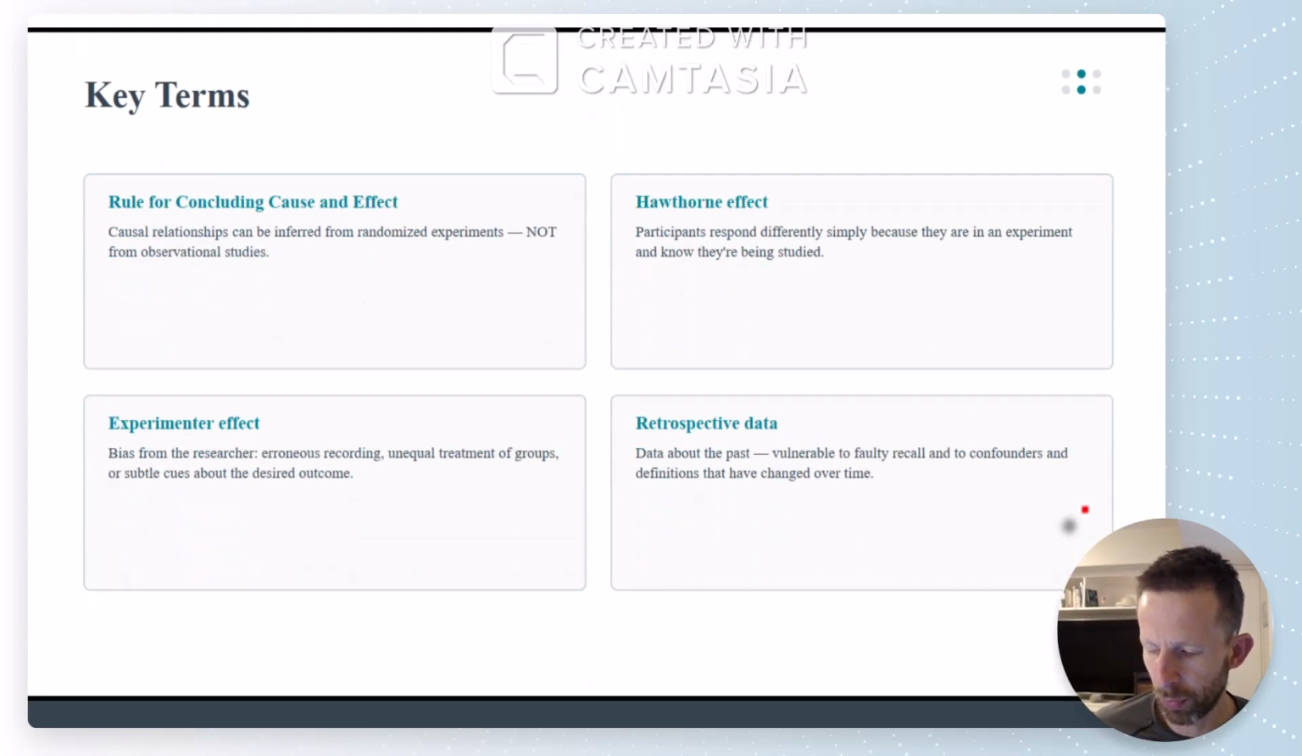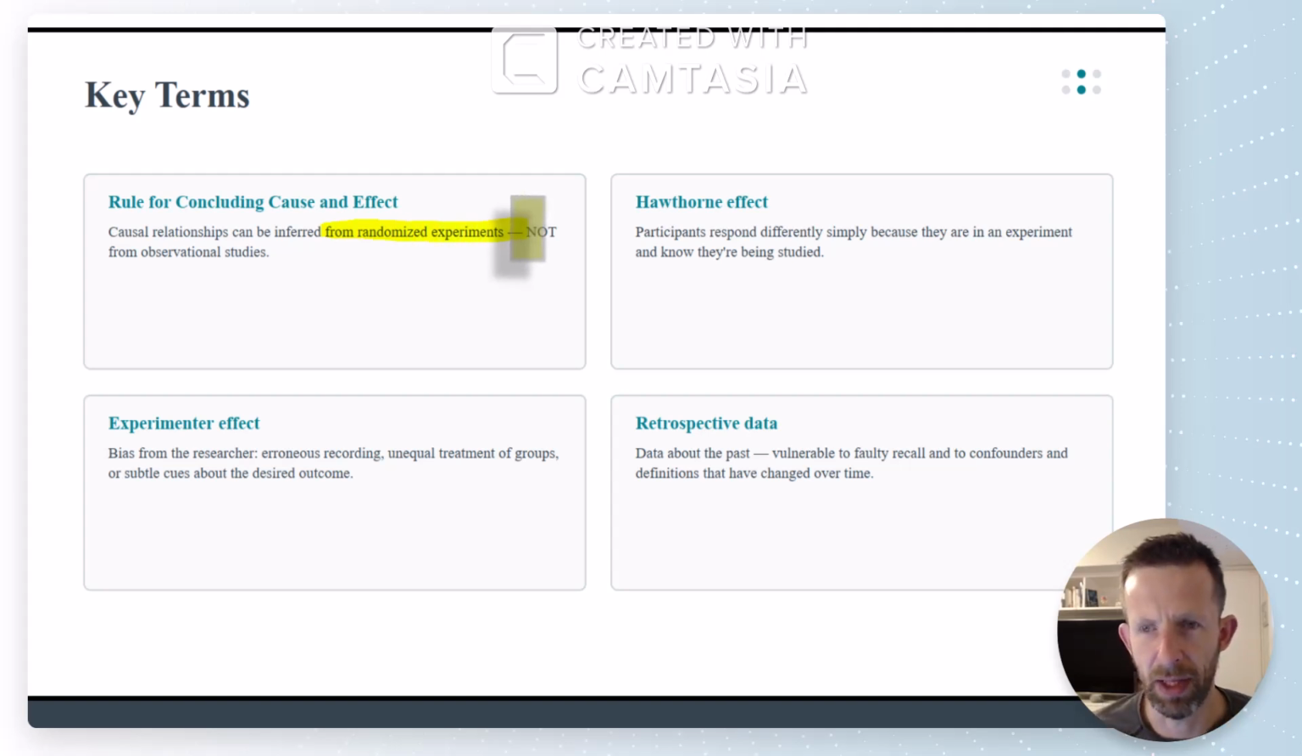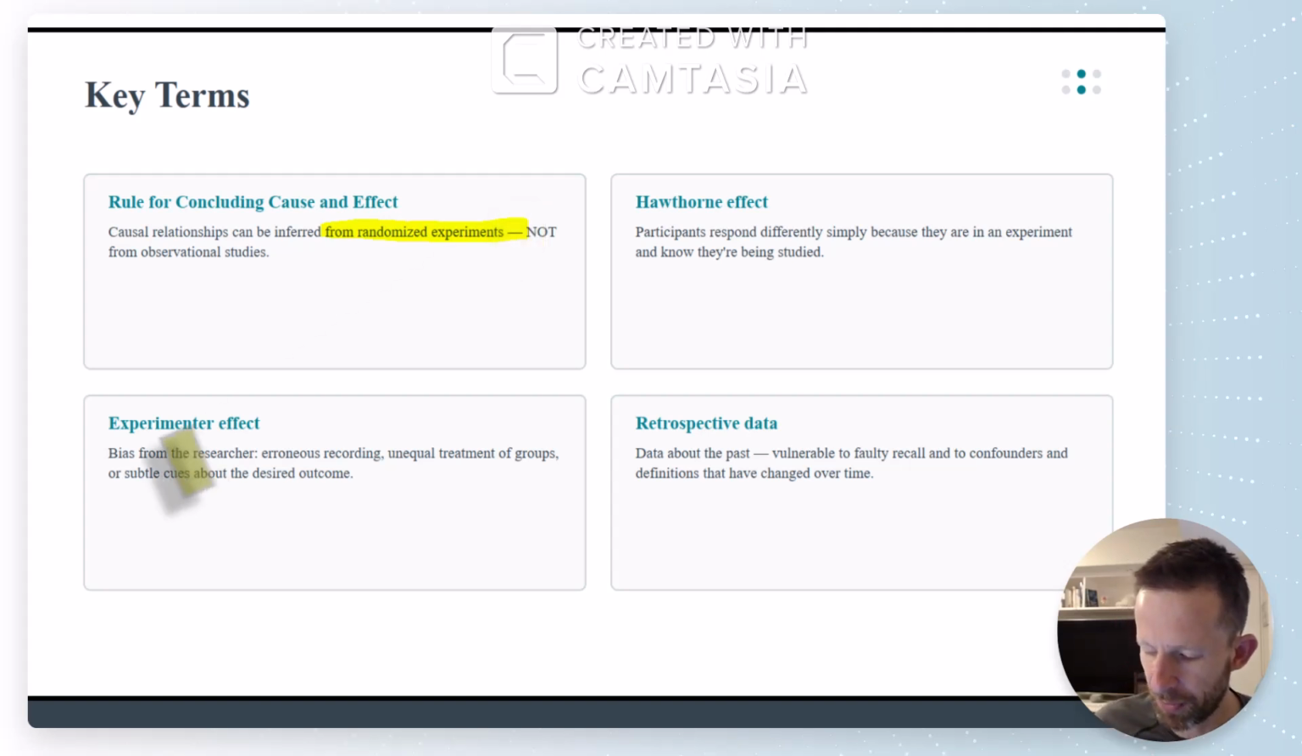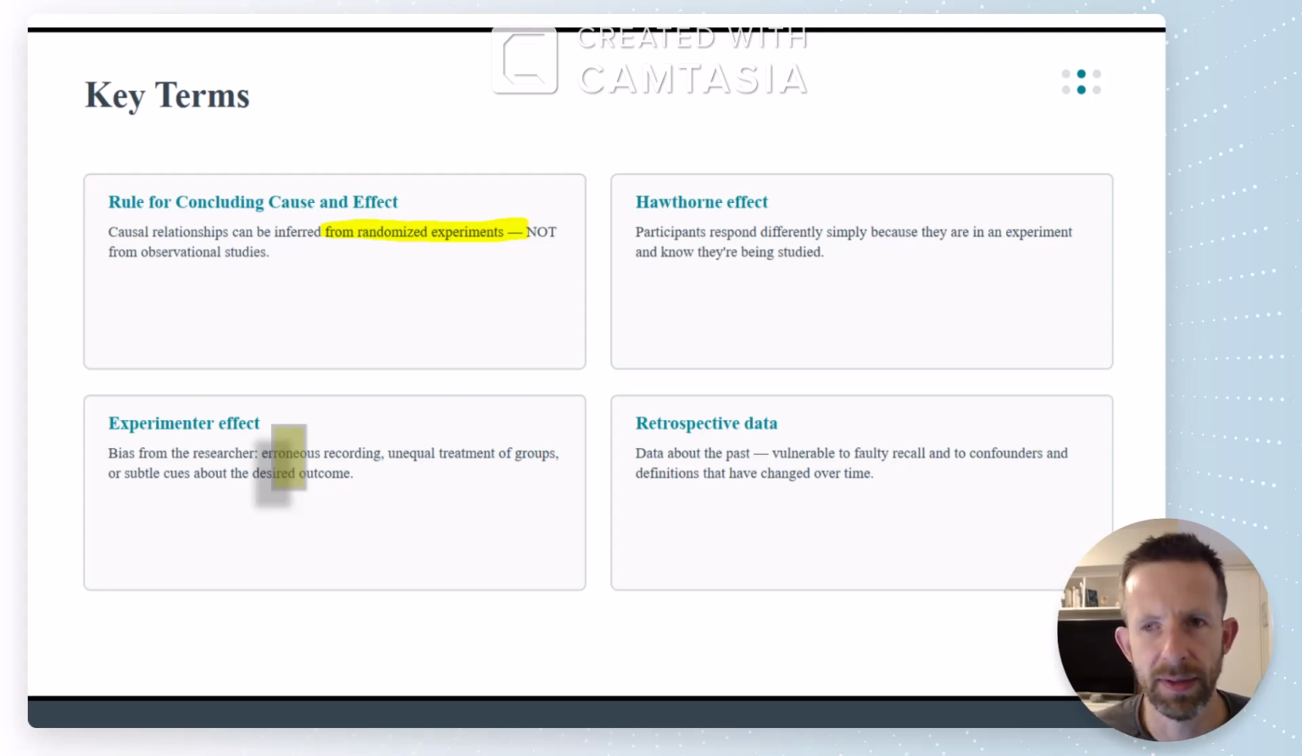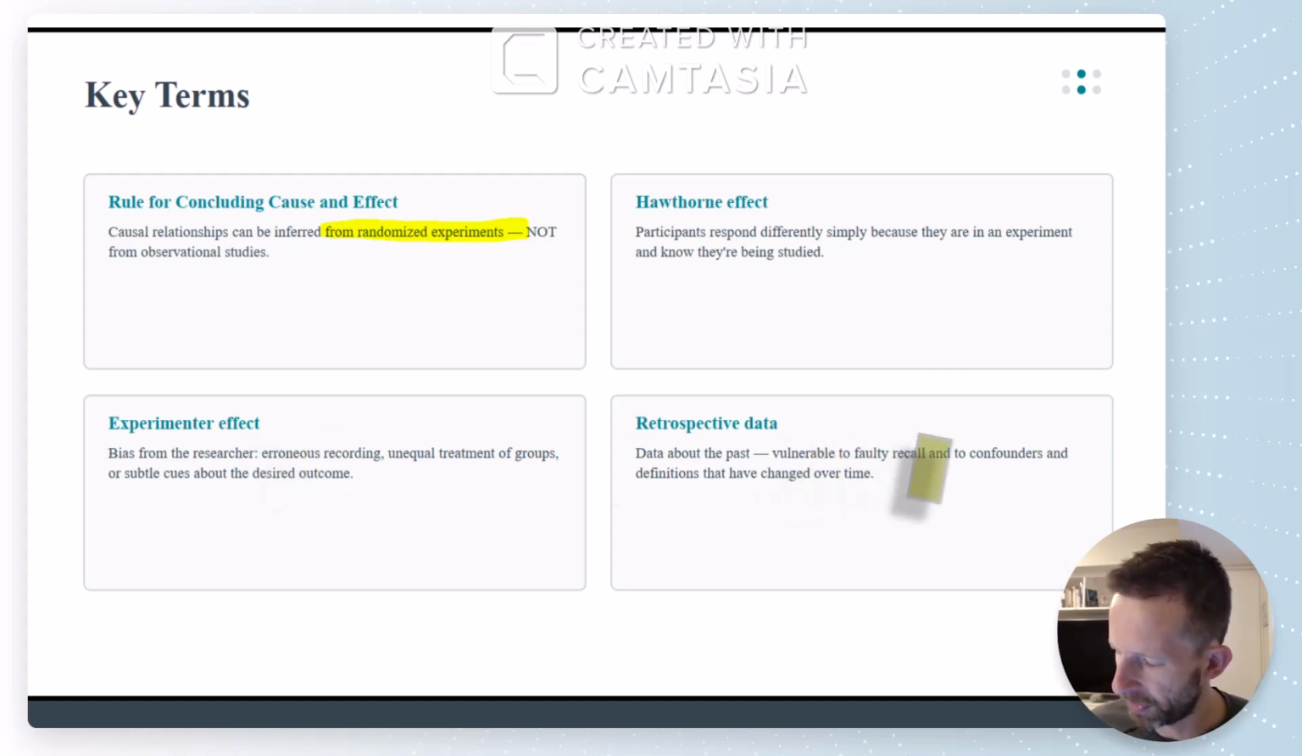All right, so key terms. Rule for concluding cause and effect: causal relationships can only be inferred from randomized experiments. It's a theme we've discussed. Hawthorne effect: participants respond differently simply because they know they're being observed. Experimenter effect: bias from the researcher, erroneous recording, unequal treatment of groups, or subtle cues about the desired outcome. Again, this is one of the reasons that we might want to blind the researchers. Retrospective data about the past is vulnerable to faulty recall, and the confounders and definitions might have changed over time.